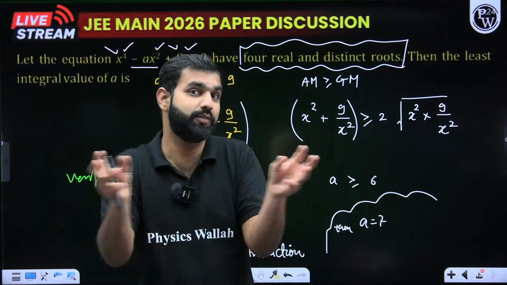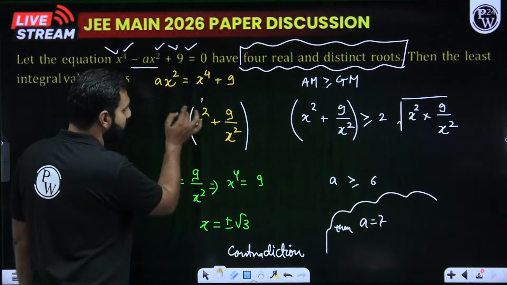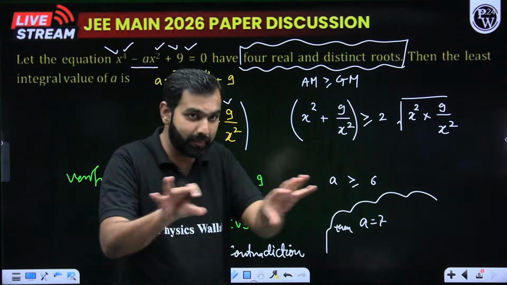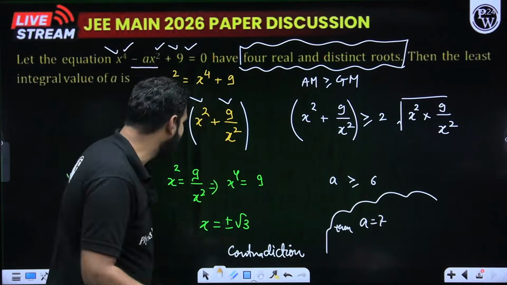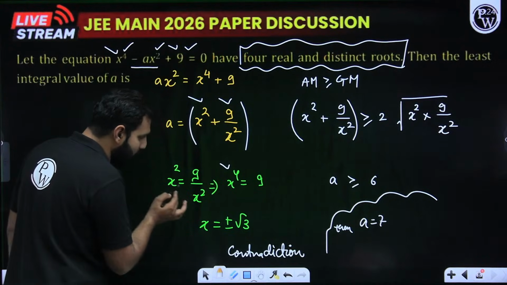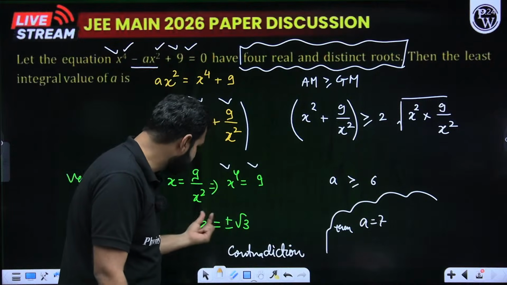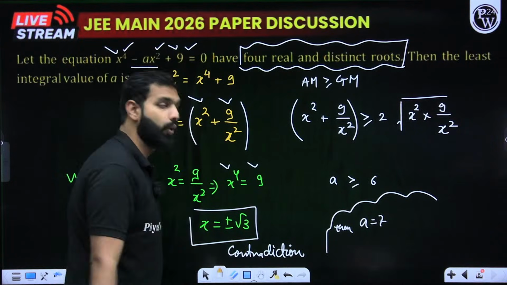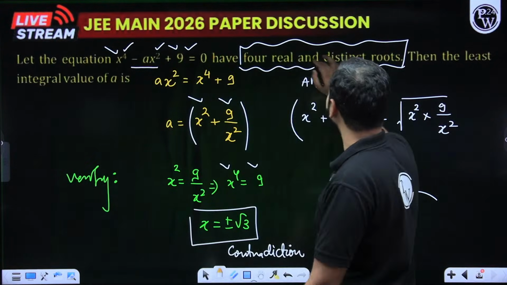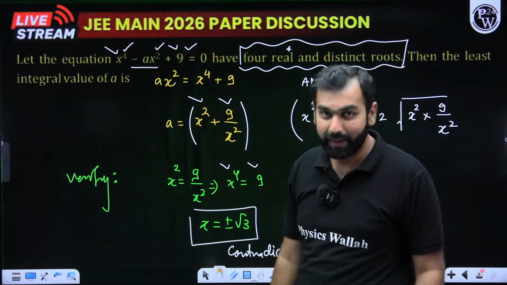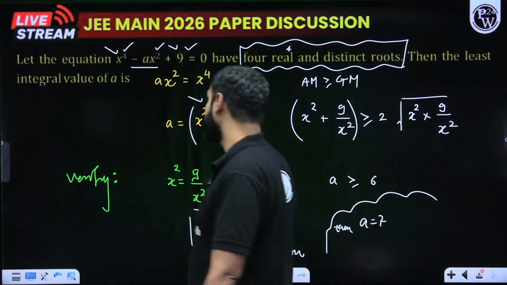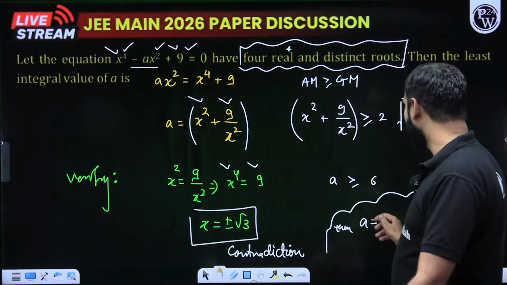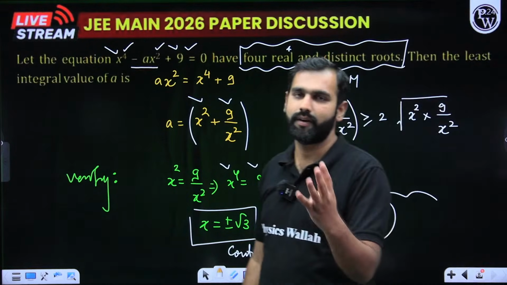When does equality hold? It happens when all the observations are the same, which means x square is equal to 9 by x square. Then x to the power 4 is 9, x square is 3, which means x will be plus minus root 3. Which means I am getting only two roots. But it said clearly 4 real and distinct roots. Am I getting 4 real and distinct roots? I clearly am not, which means A cannot be 6. So can I go ahead with that? Yes. Now let's take a value of A which is 7. With that, you will get 4 real and distinct roots.